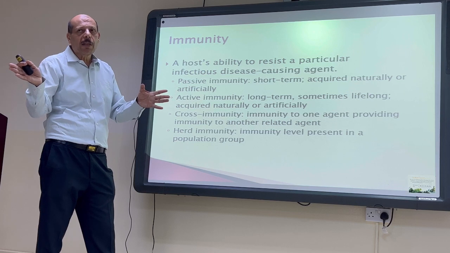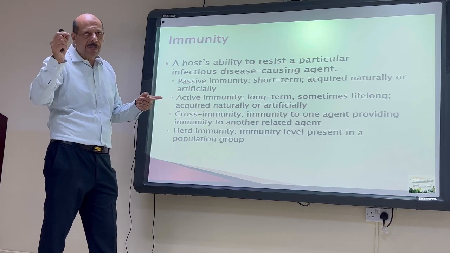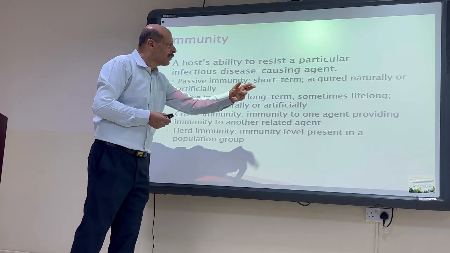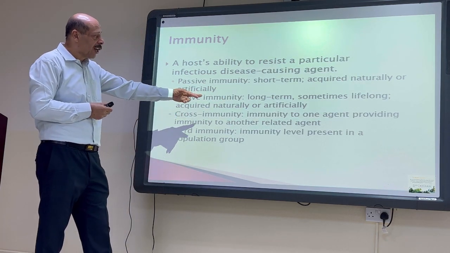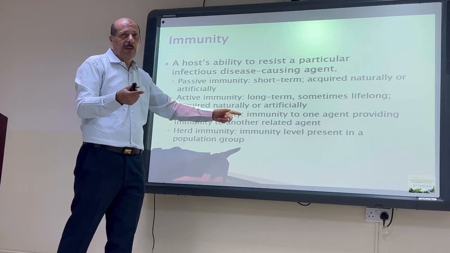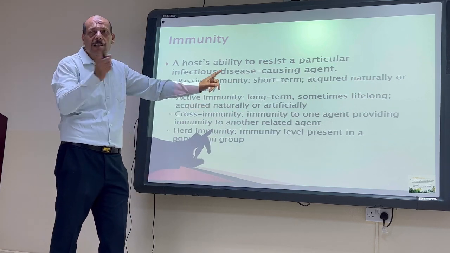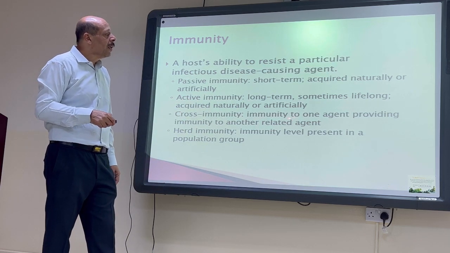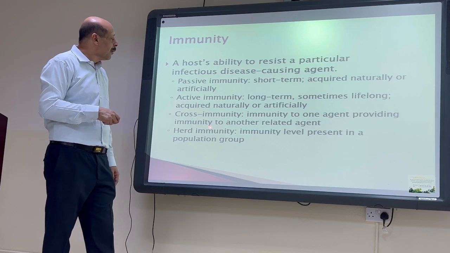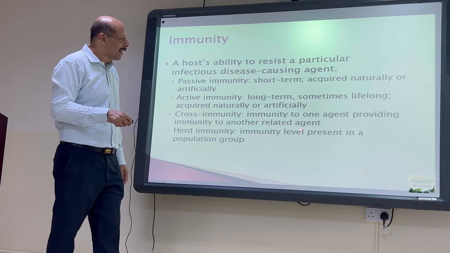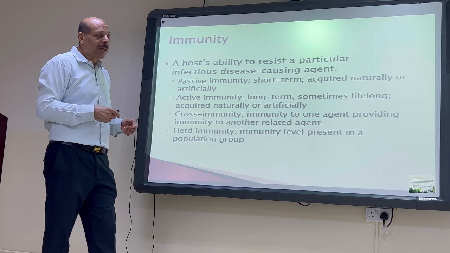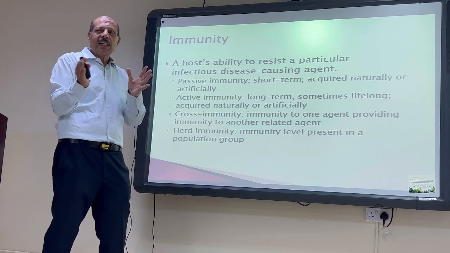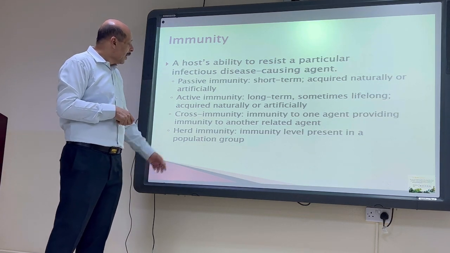It depends upon the type of the disease, of the microorganism, if it is having mutation or not. Sometimes lifelong. Acquired natural immunity or artificial immunity. Natural immunity after getting the disease, artificial after getting the vaccination. Cross immunity: immunity to one agent provides immunity to another related agent. So there is some cross immunity when there is a similarity of the infectious disease.